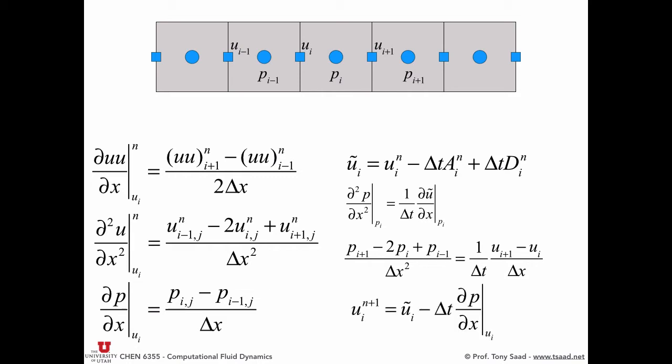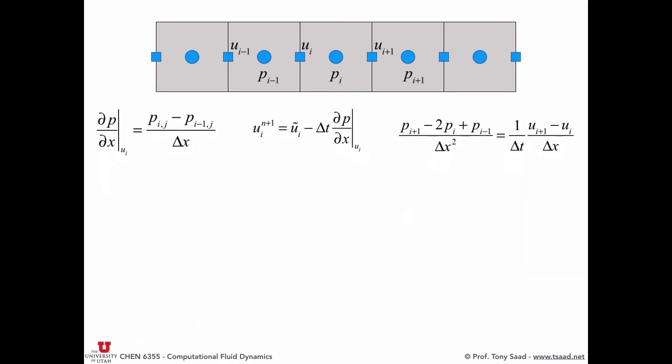Now we claim that when you do the update, ui at n plus 1 is ui minus delta t dp by dx, evaluated at ui. If you follow the nomenclature here, it can be confusing. Think about it on the grid. If I'm computing the pressure gradient here, it's just simply taking these two values and doing the pressure gradient.